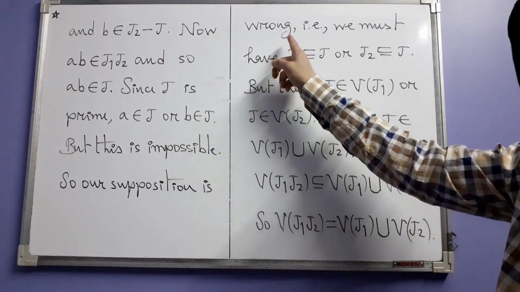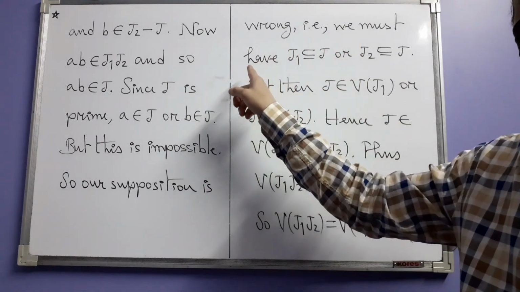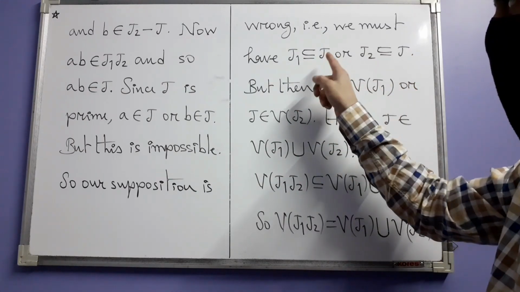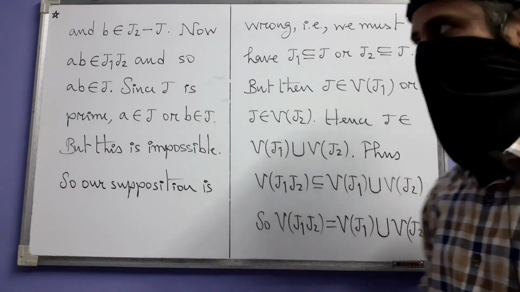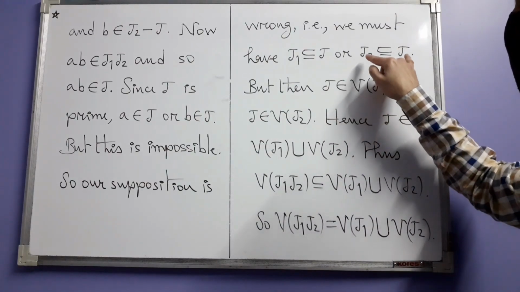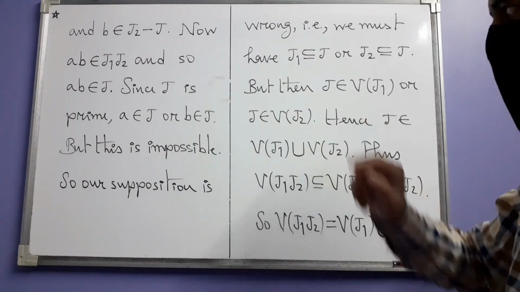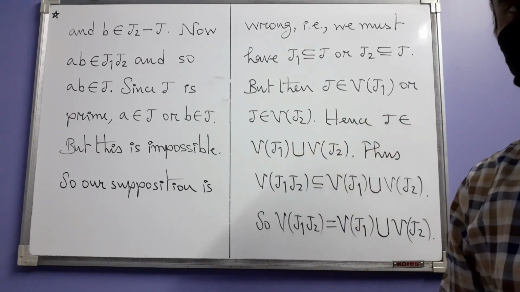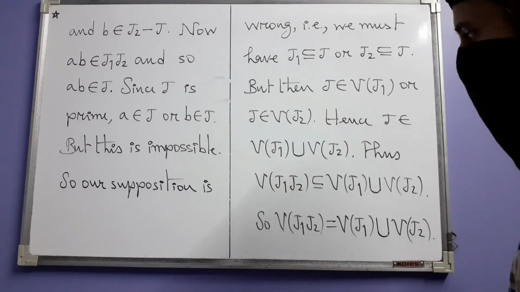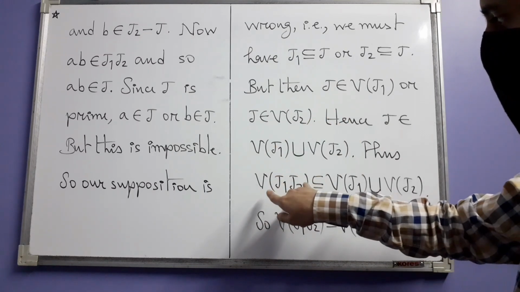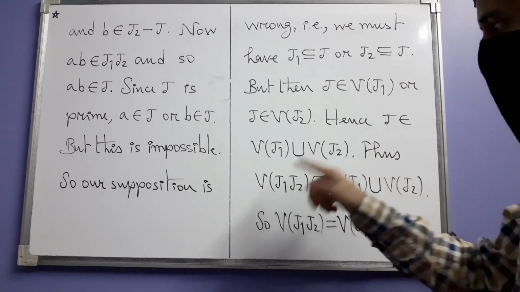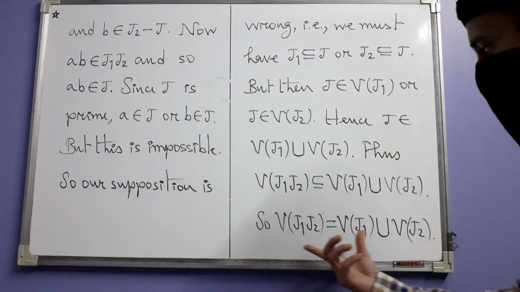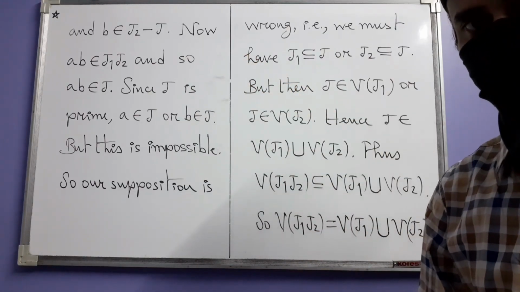So our supposition is wrong, i.e. we must have either J1 a subset of J or J2 a subset of J. But then if this happens, then J becomes a prime ideal containing J1. So J will belong to V of J1. Whereas if this happens, then J belongs to V of J2. And that's why in any case, J belongs to the union of these two sets. But recall where J comes from. J comes from this set. So that's how this becomes a subset of this. But the reverse containment is what we previously had. So combining this one and that one, we have equality, and that completes the solution.